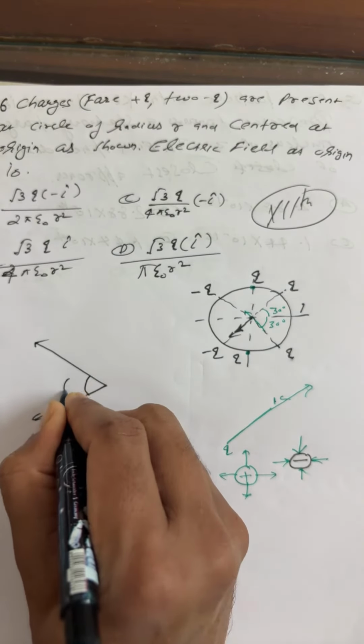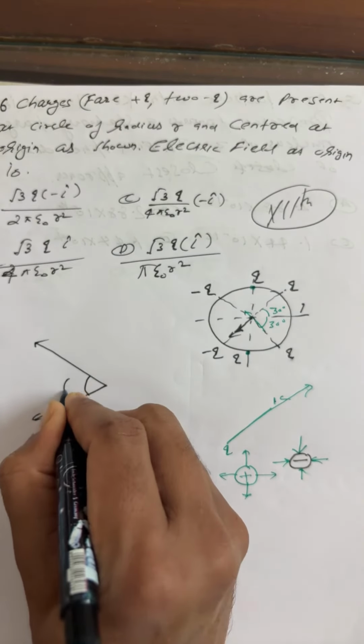Then beta, what is the net force you will get? This is kq by r square, and this is again kq by r square. So what will you get? You will get 2kq by r square. Simply, I used the formula of electric field due to a point charge, kq by r square. I'm writing the formula on the side so that you can understand. This is 2kq by r square.